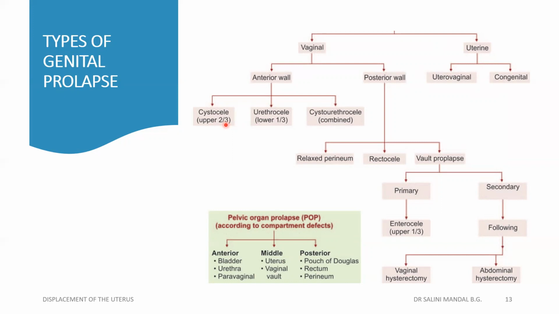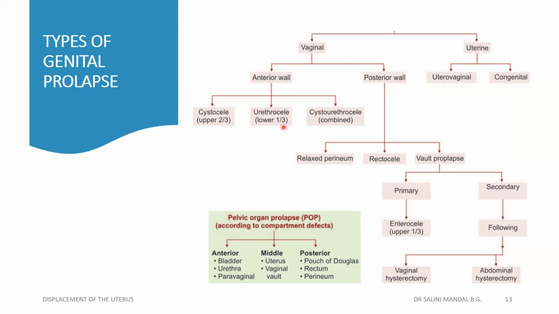So once again, when there is a laxity in the anterior wall of the vagina, the urinary bladder is situated just next to it. So there will be a herniation of the bladder into the lax anterior wall. That is how we have a cystocele. Now, coming to the next one, the urethrocele, that is the lower one third.